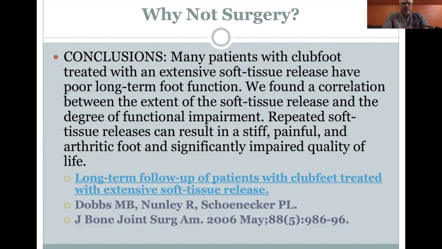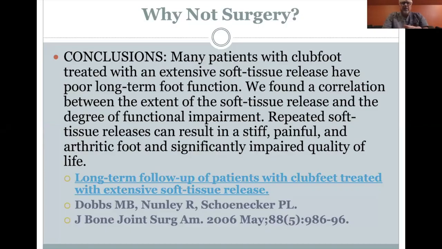This is an article by Matt Dobbs, who was a resident under Dr. Ponseti, and they looked at long-term follow-up of patients with clubfoot treated with extensive soft tissue releases. The conclusion was that many patients with clubfoot treated with an extensive posteromedial release have poor long-term foot function. They found a correlation between the extent of the soft tissue release and the degree of functional impairment. Repeated soft tissue releases can result in a stiff, painful, arthritic foot and significantly impaired quality of life.